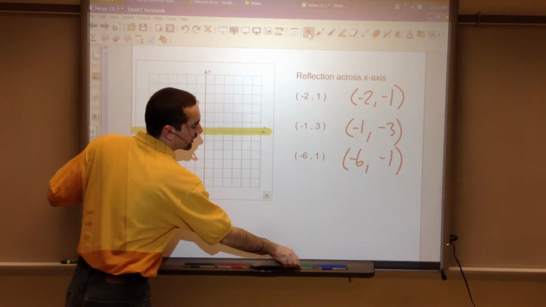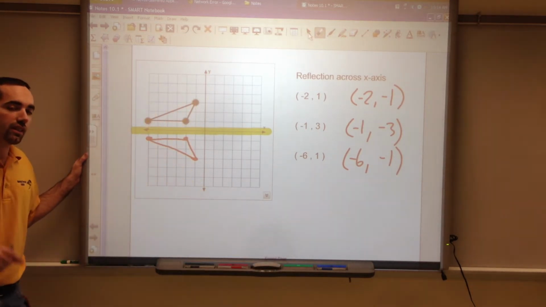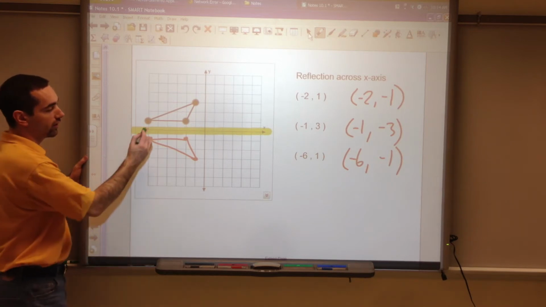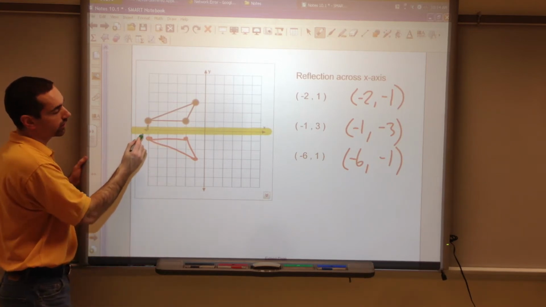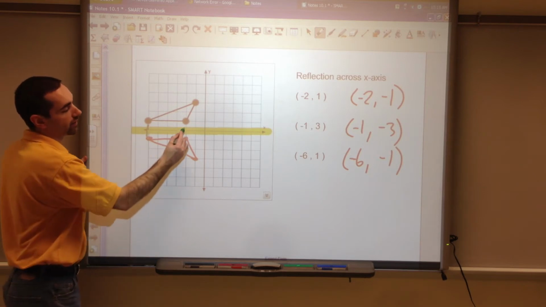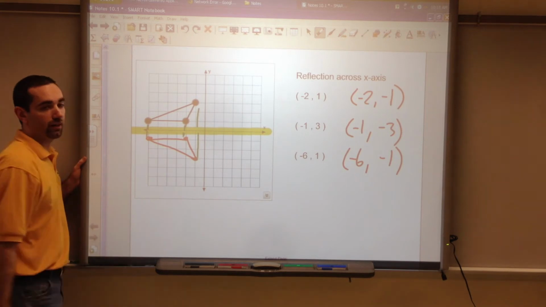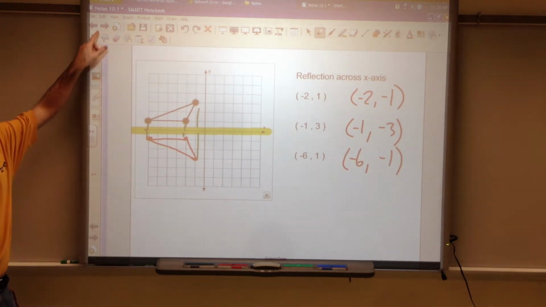Now another thing you can think about is look at the distance between the point and the line that's being reflected across. Distance of 1. Well look, distance of 1, distance of 1. Distance of 3, distance of 3. We'll come back to that again.